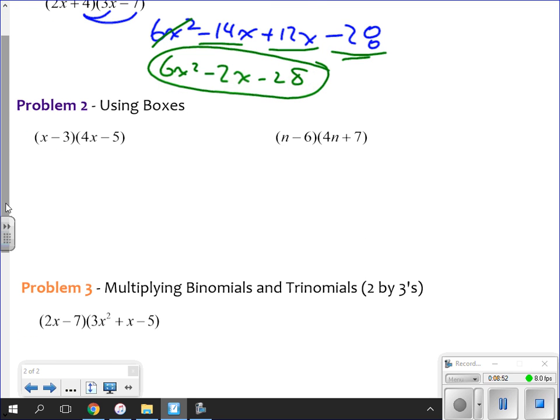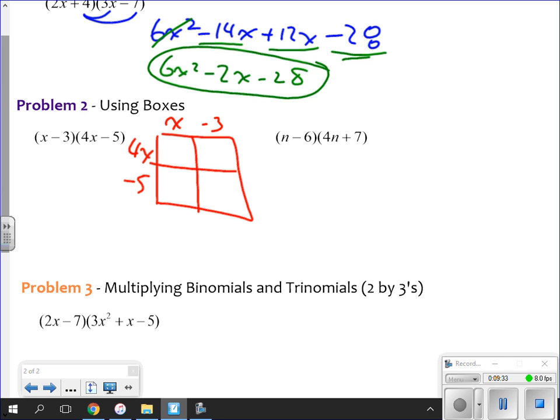Okay, using boxes. Same idea. I have two terms and two terms, so I set up a 2x2 box. I have x minus 3. It doesn't matter which side the x minus 3 goes on; you can do it on either one. x minus 3, and then I have 4x minus 5. That's your setup.